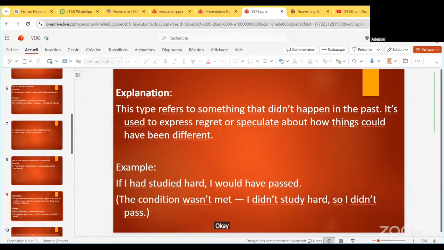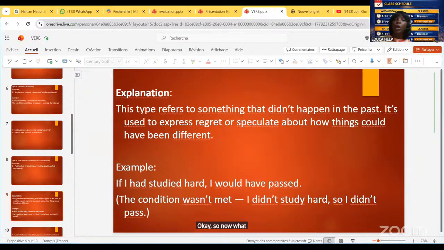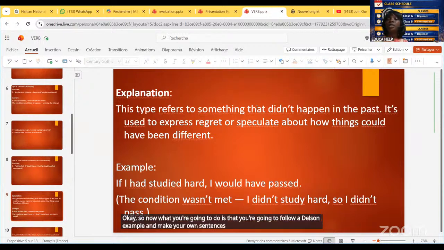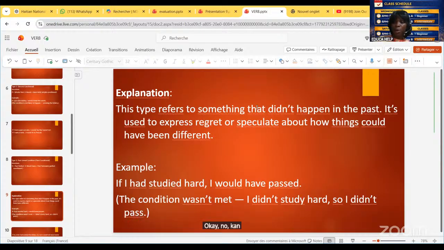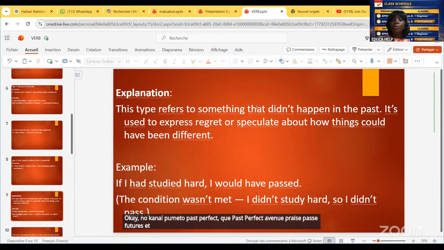Okay? So now what you're going to do is follow Adelson's example and make your own sentences based on the third condition. Suivez l'exemple d'Adelson, il a fait sa propre phrase pour nous. Nous savons que pour mettre un verbe au past perfect, c'est had plus participe passé du verbe.